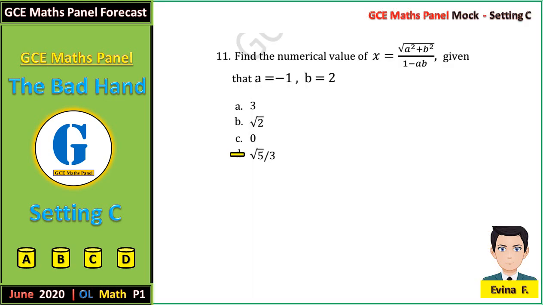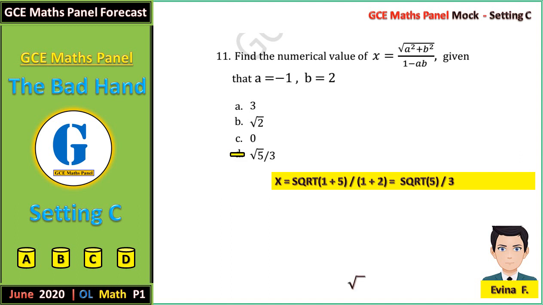Question 11, find the numerical value of x in that expression, given that a equals that and b equals that. So we just have to substitute the values of a equals minus 1 and b equals 2. The mistake that students will make here is that in substituting, they will forget that when you square a negative number, it gives you a positive number, not in the world of complex numbers, in a simple world here in ordinary level. So this gives us the square root of all of that simplified, giving us root 5 on 3. And the key here is D.